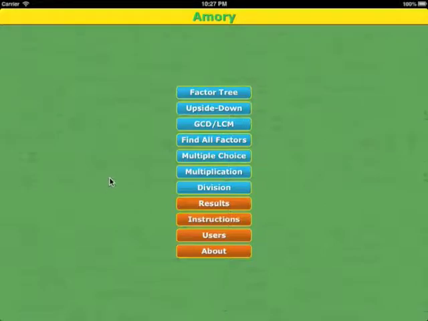Welcome back to the Factor Tree app. This video will show you how to do the upside down birthday cake exercise without auto divide.